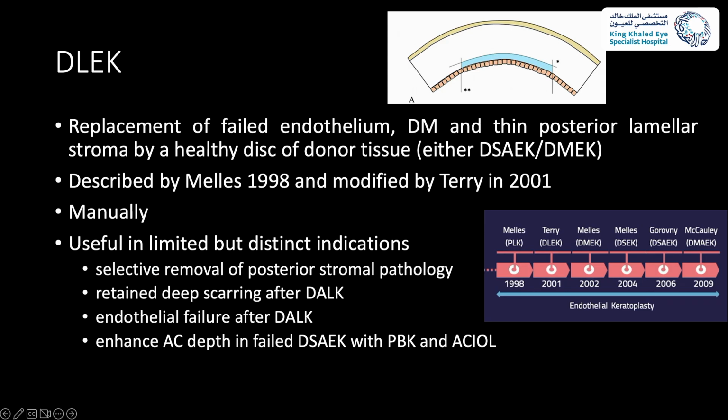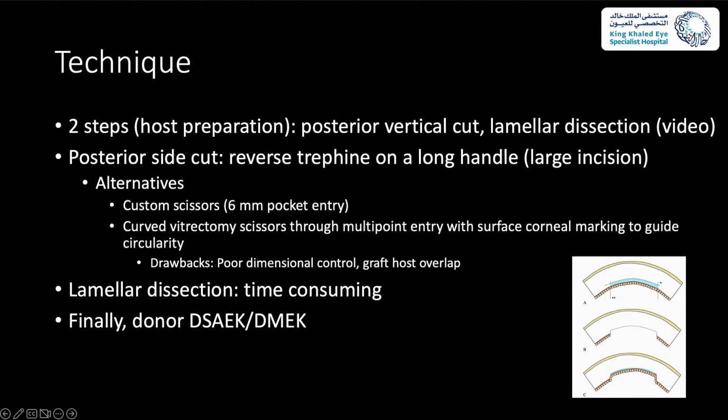So what is DLEK, or deep lamellar endothelial keratoplasty? It is basically replacement of the failed endothelium as well as the DM and the thin posterior lamellar stroma by a healthy disc of donor tissue, either DSEK or DMEK. It was initially described by Melles in 1998 and modified by Terry. It was done manually, so it was useful in limited but distinct indications, like selective removal of posterior stromal pathology, retained deep scarring after DALK, endothelial failure after DALK, or to enhance the AC depth in failed DSEK with PBK and ACIOL. So this is the technique.